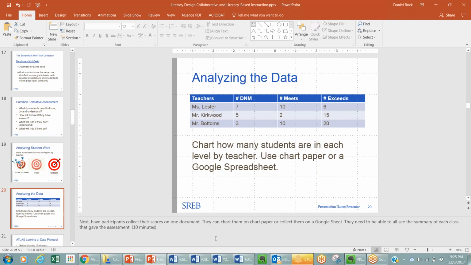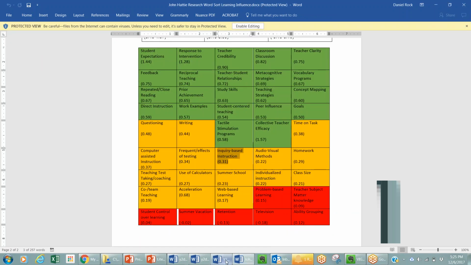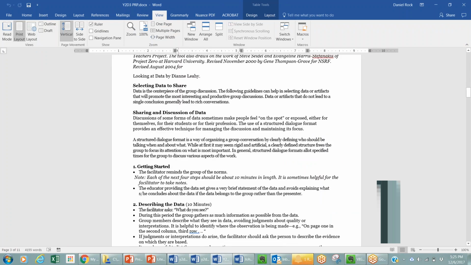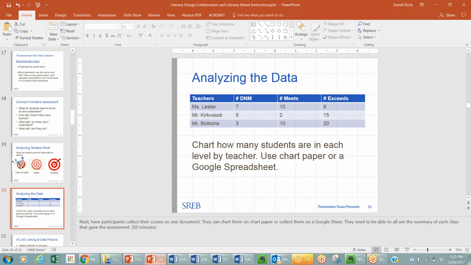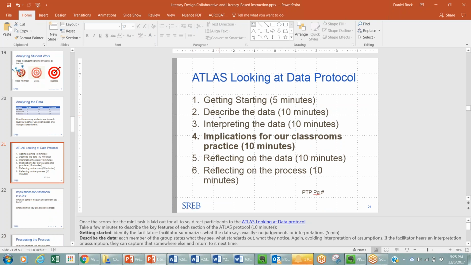So from there, we move into the beautiful Atlas protocol, right? Which is in the PRP. And in this protocol, there are these steps: describe the data, interpret the data, implications for our classroom, reflecting on the data, reflecting on the process. It's all described in the handout. You'll want to take a moment at the start, though, to just hit what these are and make sure every group has a timer and a person timing and a facilitator.